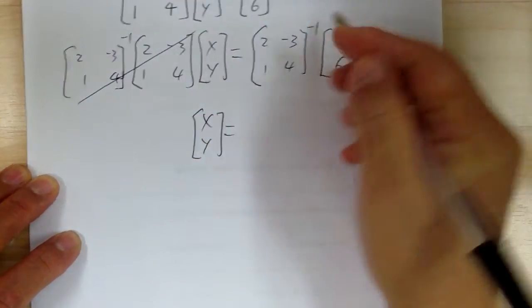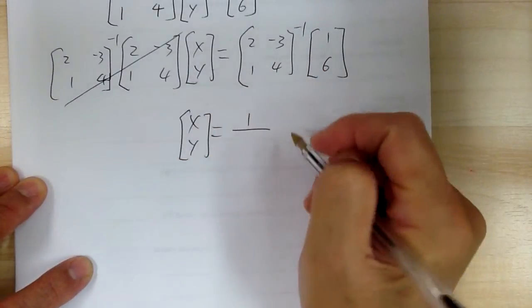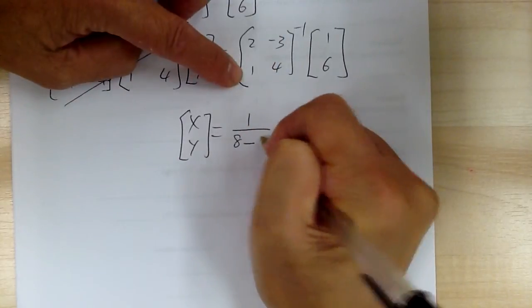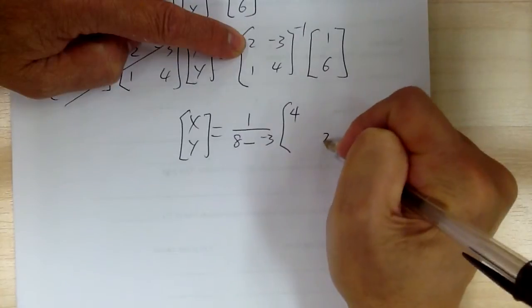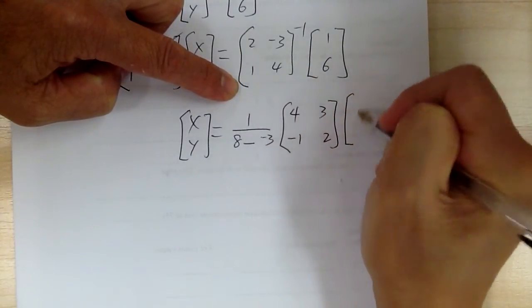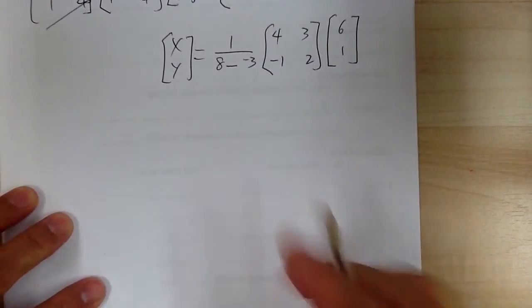Now you have to solve this. Now you have to find the inverse of this. Remember, for the inverse, you need to get 1 over det first. So this is going to be 8 minus -3. Then you have to do the switching. Then you have to do the opposite sign. Okay, so now all you have to do is work it out.